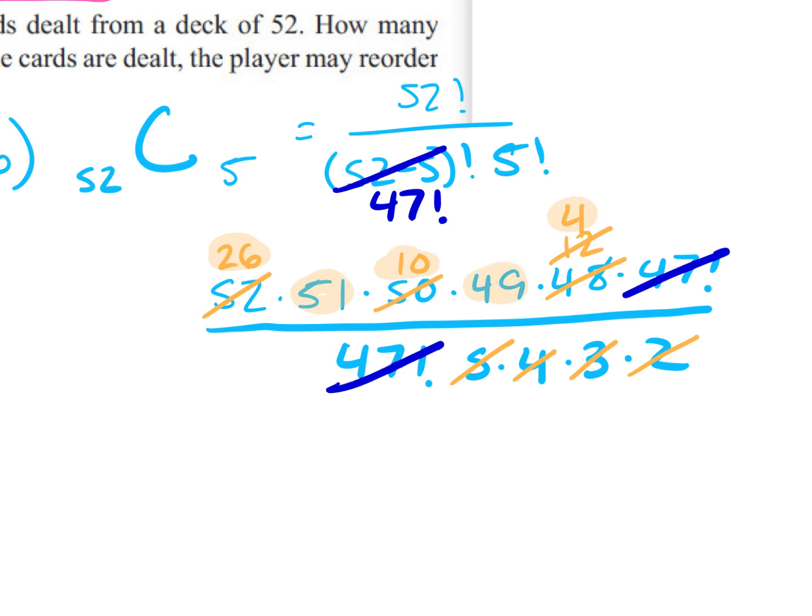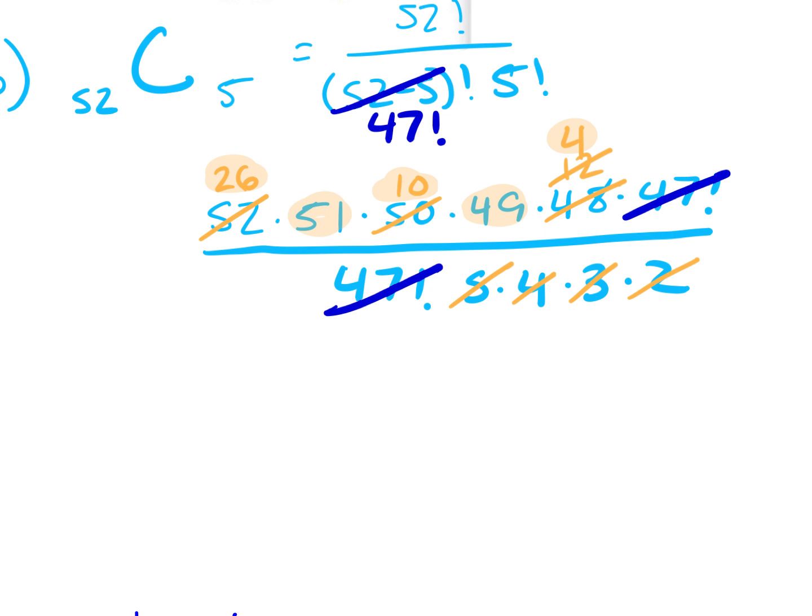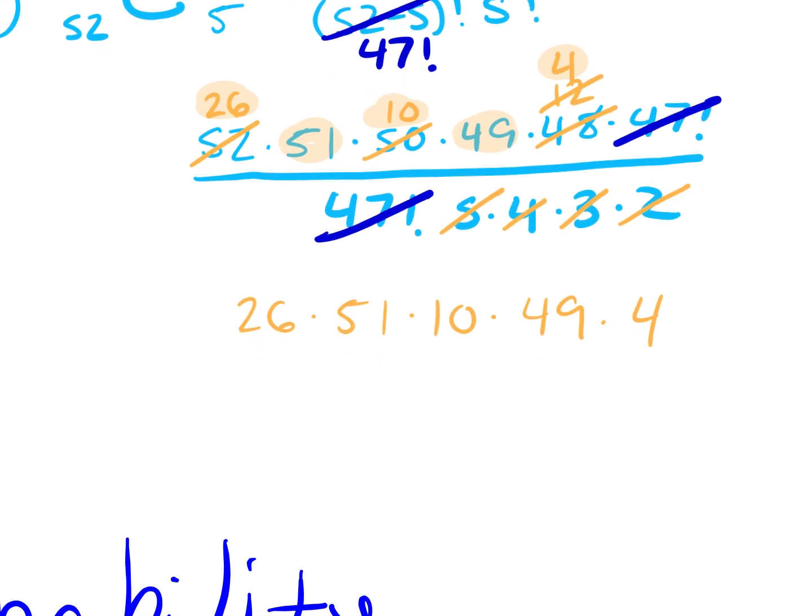So if you cancel out like this, be super careful with the math. We've got 26 times 51 times 10 times 49 times 4. When we multiply all of these together, we get 2,598,960.